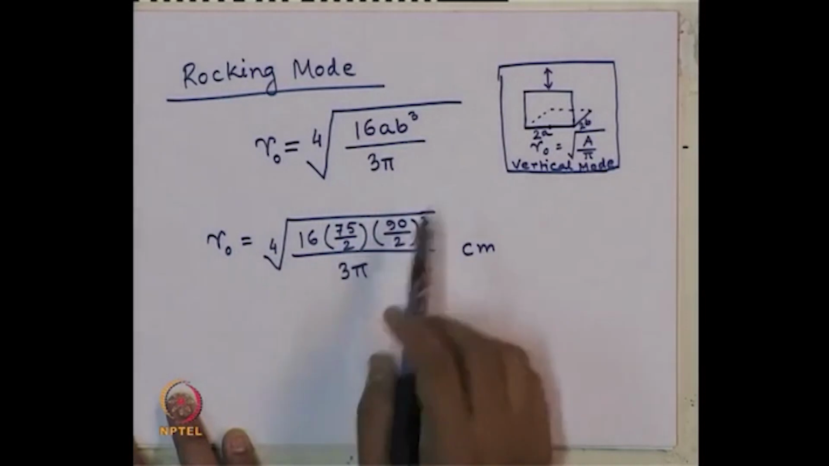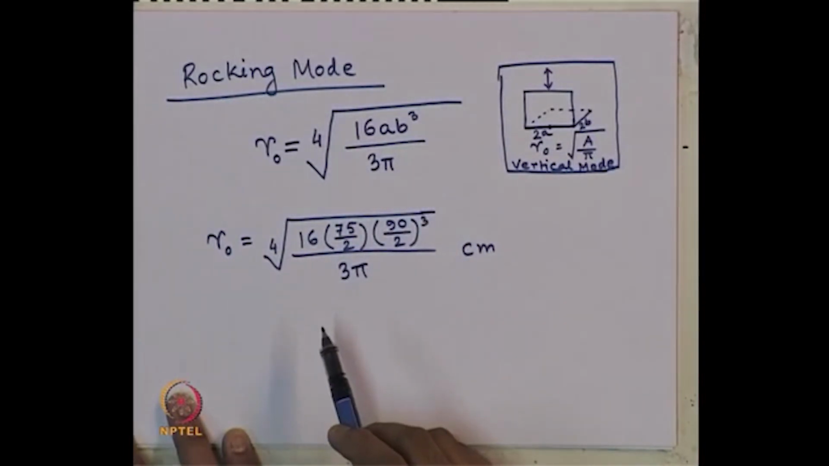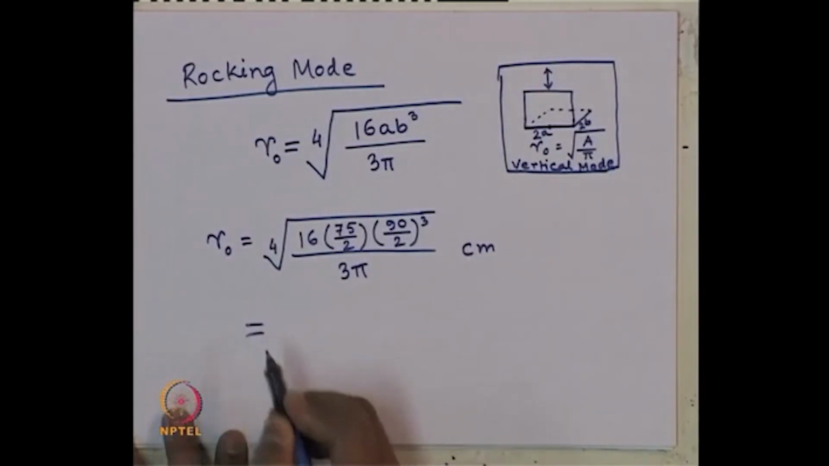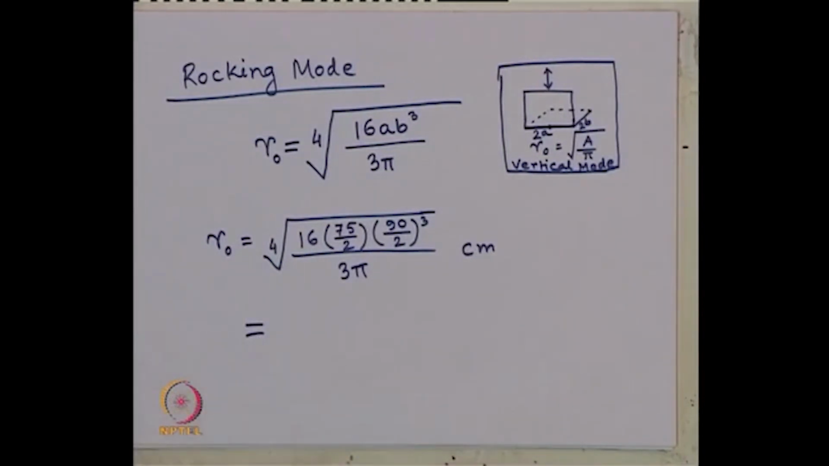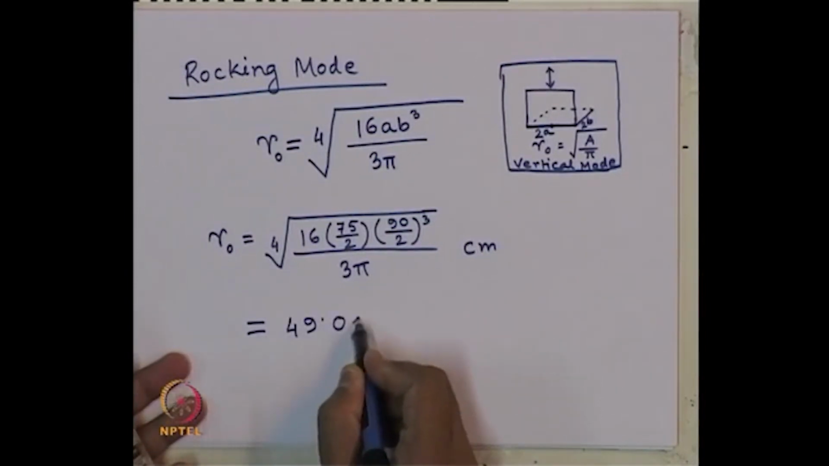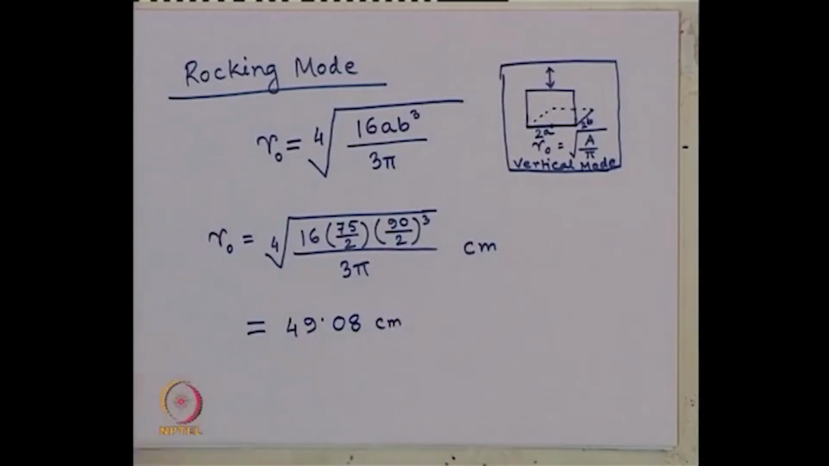So, for rocking this will be the equation, whereas for pitching it will be a cube b. So, if you compute this, how much we are getting R naught? R naught is coming as 49.08 centimeter. So, check with our yesterday's or previous lectures calculation, what we got in our previous lecture. R naught for vertical and horizontal mode of vibration, it came about how much?